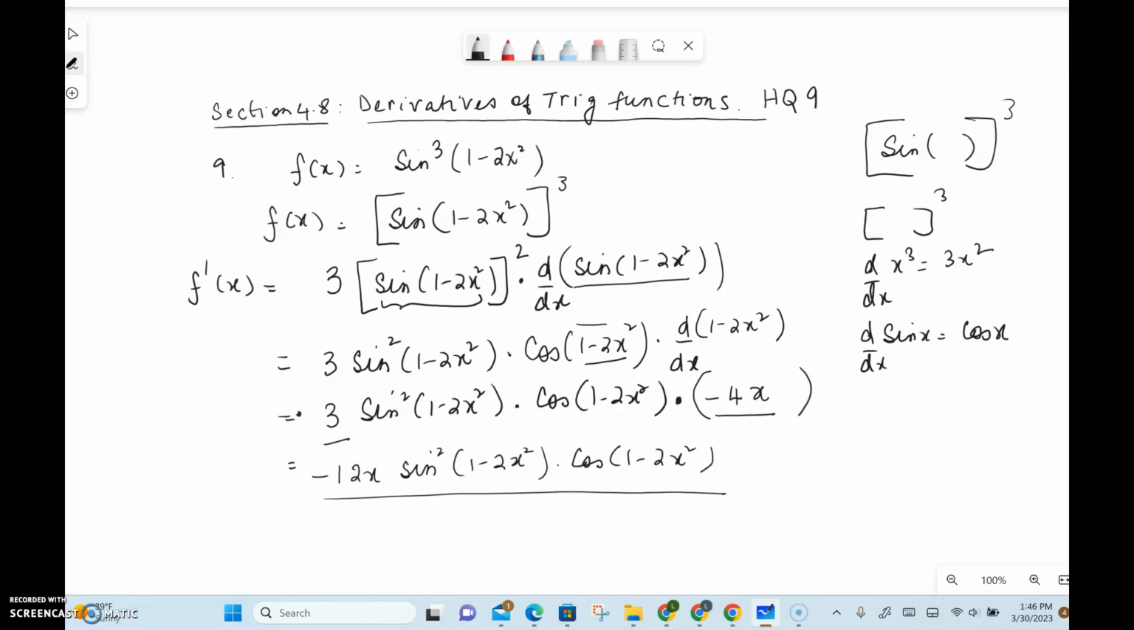And we are using the chain rule multiple times because we have a function of a function of a function. So we've used the chain rule repeatedly.